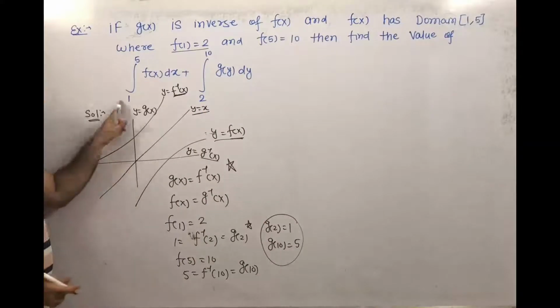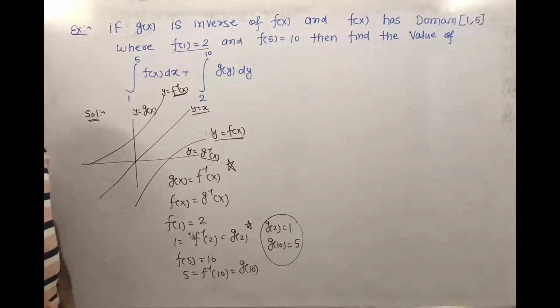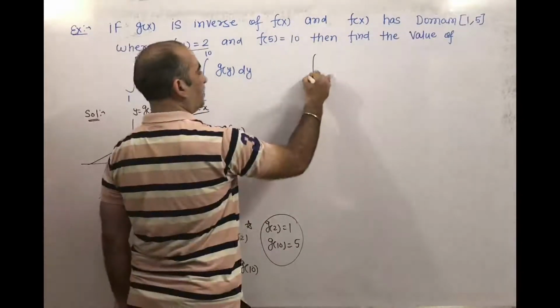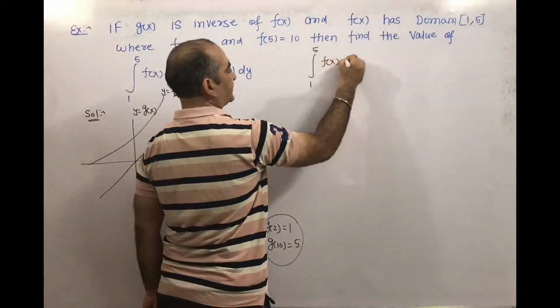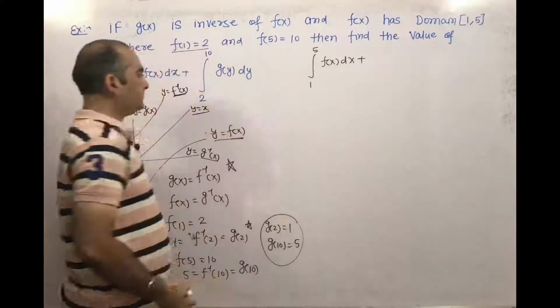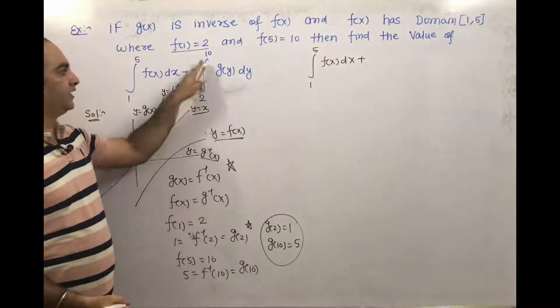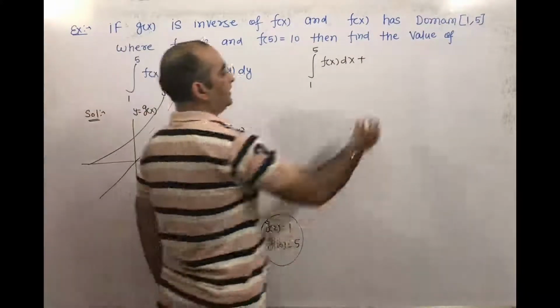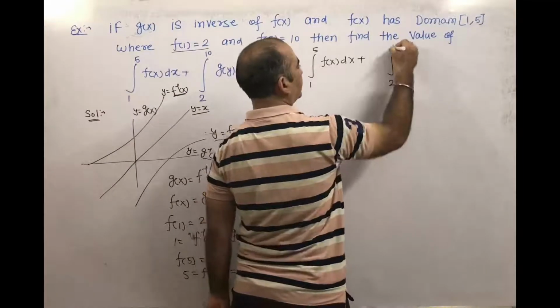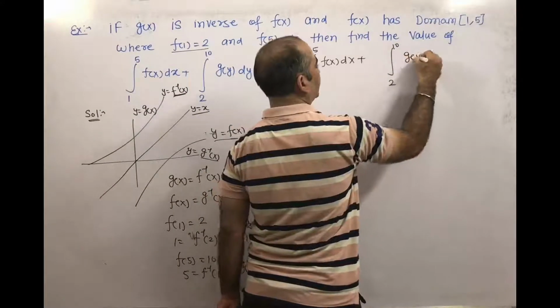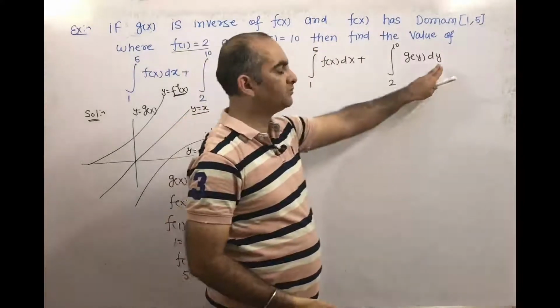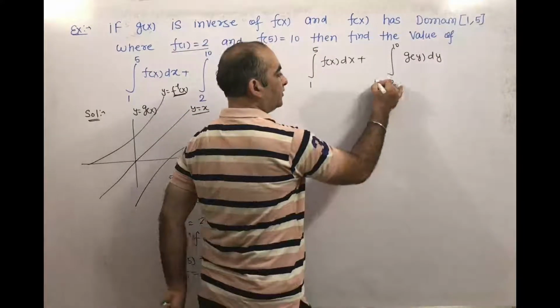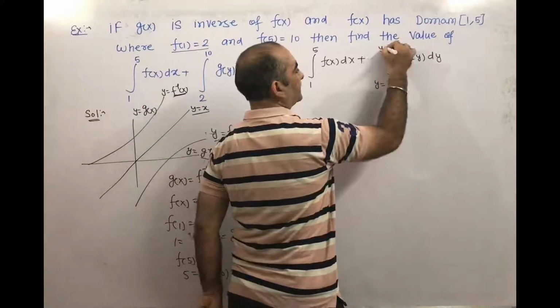Now we have to integrate this one. So here integration 1 to 5 of f(x) dx plus integration 2 to 10 of g(y) dy. Here we are integrating with respect to y, so this value is y equals 2 to y equals 10.